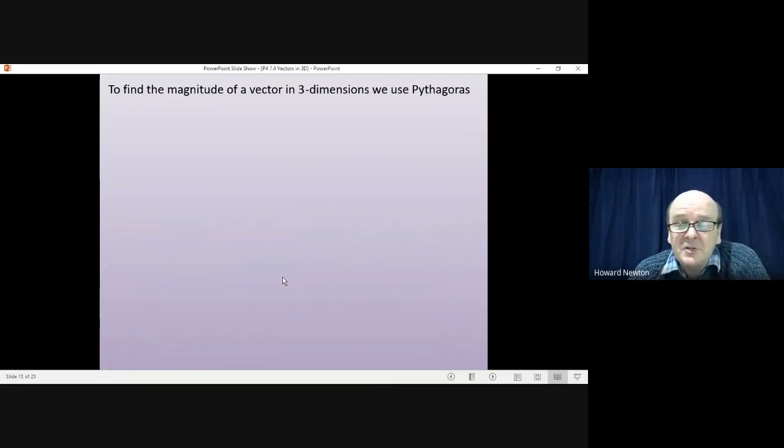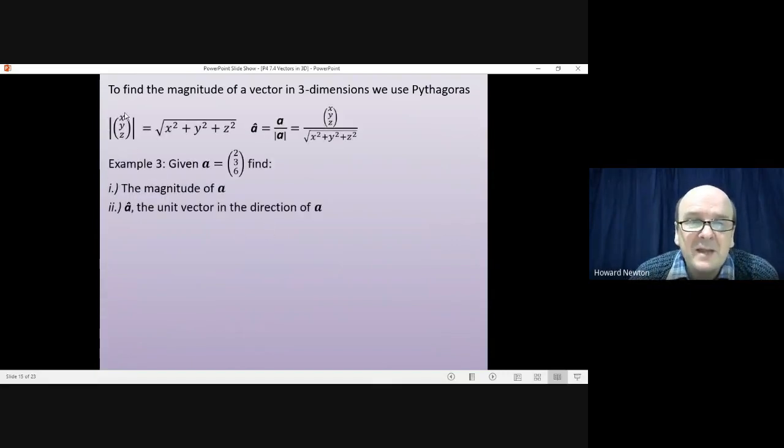To find the magnitude of a vector in 3 dimensions, we still use Pythagoras. It's the 3-dimensional version of Pythagoras. So the magnitude of x, y, z is equal to the square root of x squared plus y squared plus z squared. And if you're asked to find a unit vector, same method as before, it's the vector divided by its magnitude. So x, y, z divided by the square root of x squared plus y squared plus z squared.